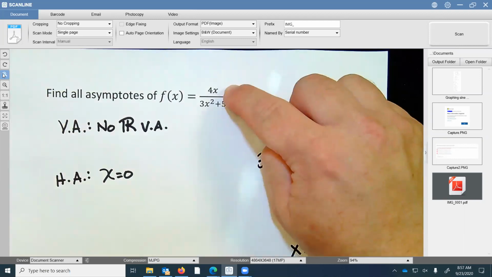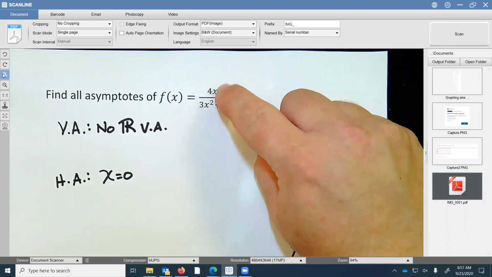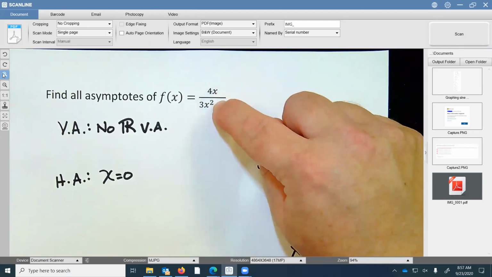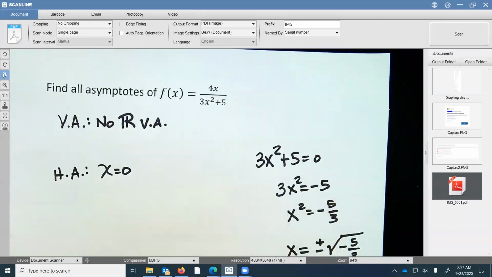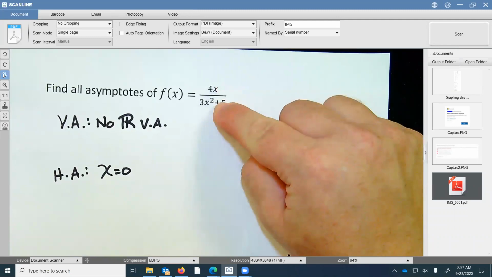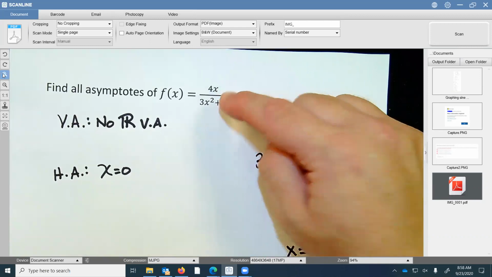Because the degree of the numerator is 1 and the degree of the denominator is 2. If the numerator is less than the denominator, it's always x equals 0. That was the first rule. You don't even have to do math. If this is 2 and this is 3, it's x equals 0. If this is 2 and this is 7, x equals 0. It doesn't matter.